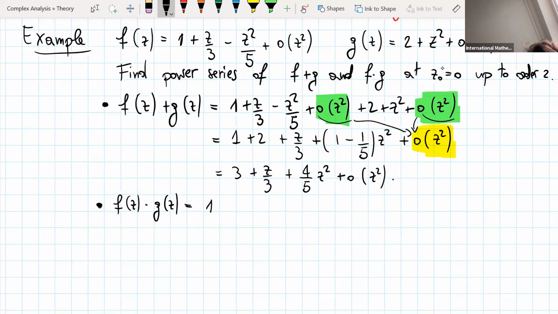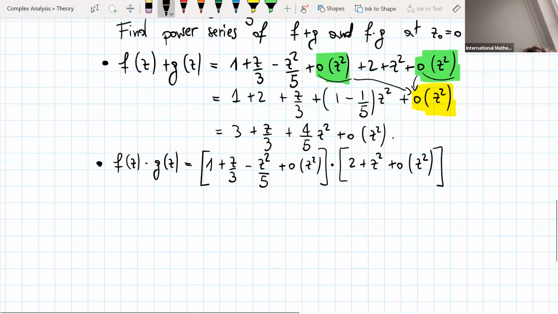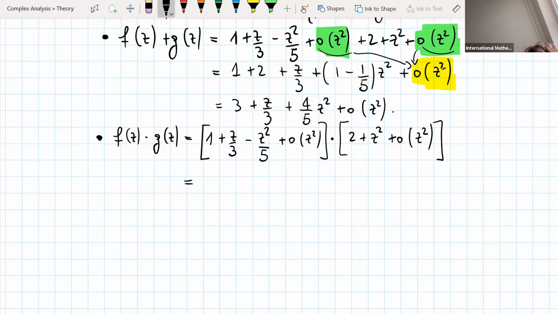Then f was 1 plus z over 3 minus z squared over 5 plus O of z squared. We multiply this by 2 plus z squared plus O of z squared. Okay, so now we have this product. Let's use simply the distributive law. So we have 1 times 2 is 2. 1 times z squared is z squared. 1 times O of z squared is O of z squared.